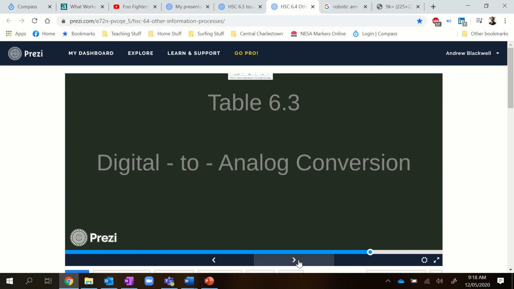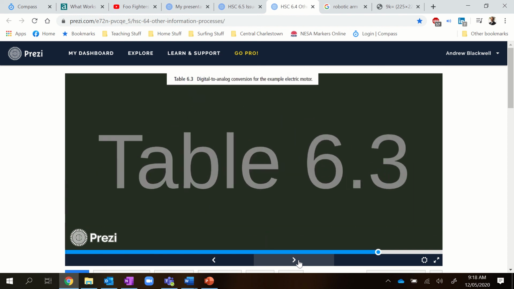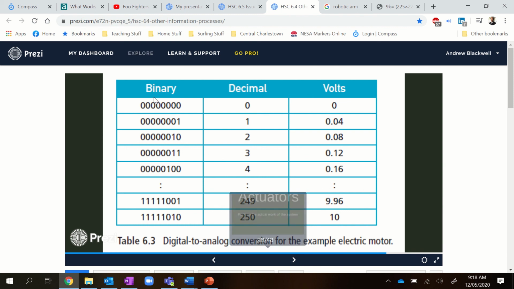Then, of course, we have the digital to analog conversion. So we've got to understand that, and here's the diagram of this. So we have binary, of course, which is the digital, and we have the decimal, and then the analog is the volts. So these are the types of conversions that we have for an electric motor. So when we have, say, a value of 1 on an electric motor, it equals 0.04 of a volt. Now this could be anything. This could be the rotations of a motor or the revolutions of a motor. So one revolution produces 0.04 of a volt.